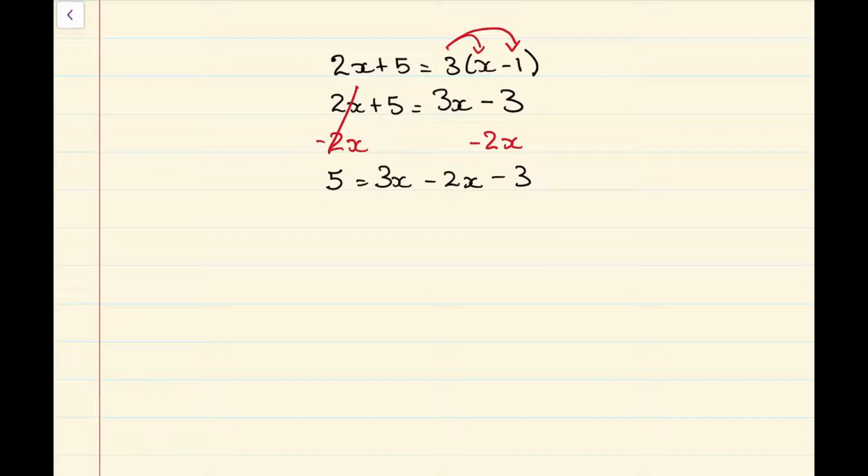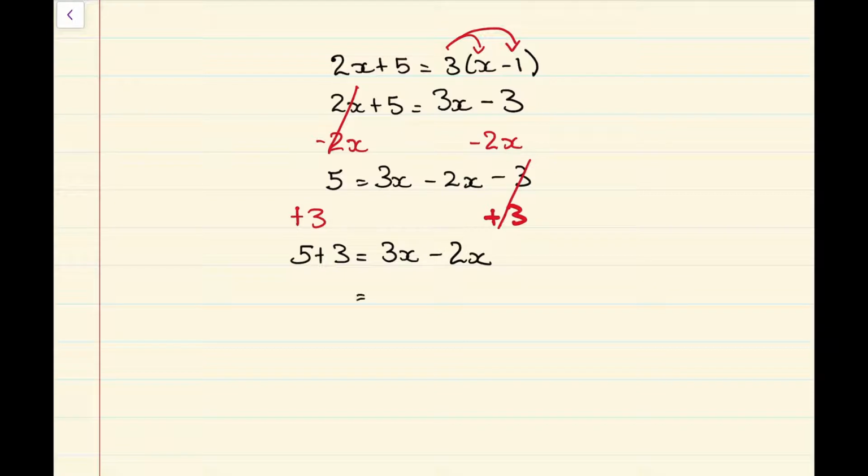Okay, so now what we want to do is put the 3 over on the side with the 5. So what we're going to do is add 3 on both sides of the equation. And that way, these two will cancel out. So then we'll have 5 plus 3 is equal to 3x minus 2x. And then we can just solve.